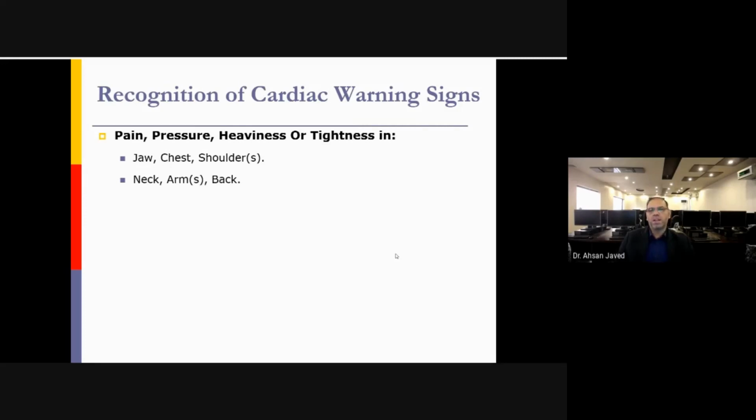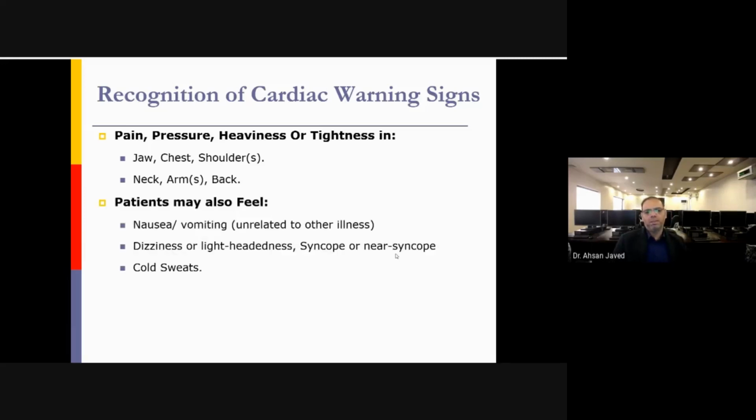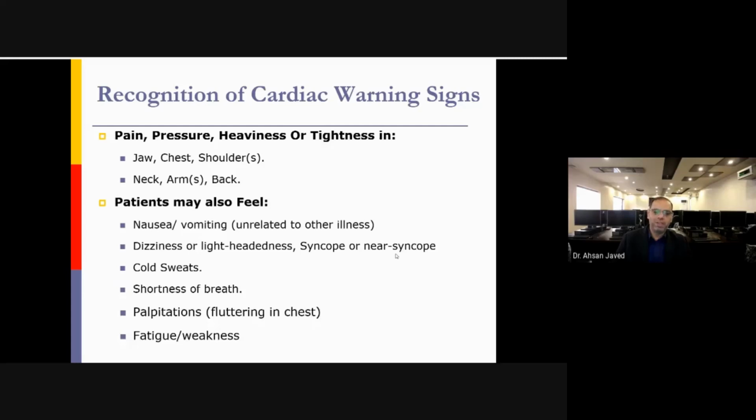So, the recognition of cardiac warning signs, as I mentioned before: there can be jaw pain, chest pain, or shoulder pain, not necessarily only the left shoulder or left arm pain, as there is a common misconception. There can be neck, arm, and back pain. The patient may also feel nausea and vomiting not related to any other illness. There can be dizziness or lightheadedness, syncope, cold sweats, shortness of breath, palpitations, fluttering in the chest, fatigue, and weakness.